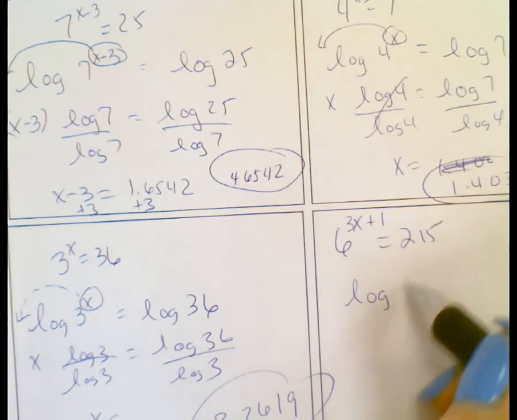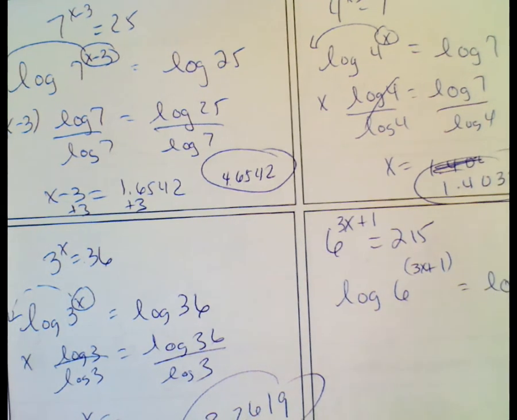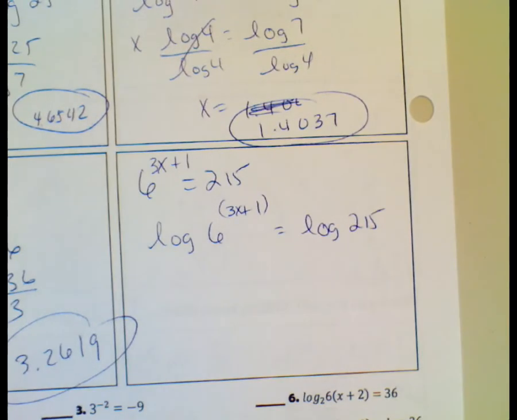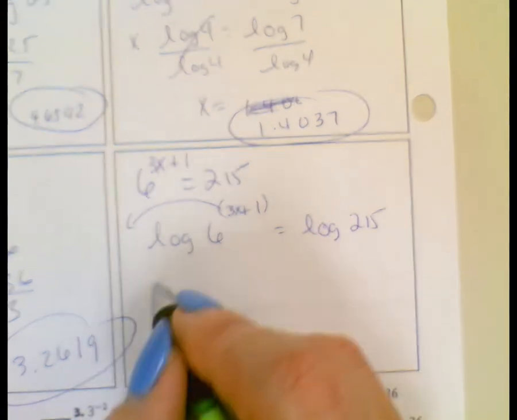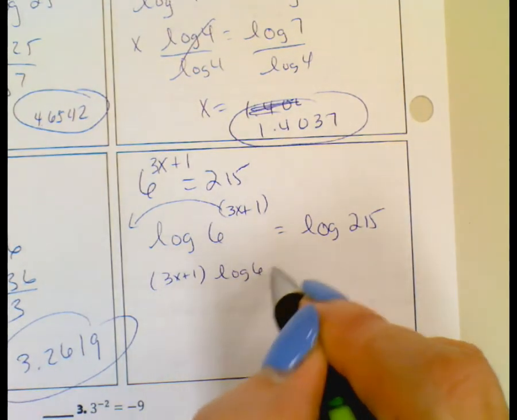Take the log of each side. And the reason it's a little bit harder is because that's a binomial. Just a little bit more solving at the end. Okay, so you have this. Let's release this out front. Keep it grouped together in parentheses.